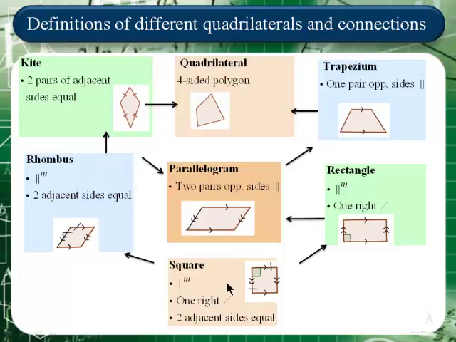Or we can go this route, we can say the square is a rhombus, is a kite, or we can say a square is a rhombus and therefore a parallelogram. Go different routes, but we can go this route too and say a square is a rhombus, it's also a kite, and it's also a quadrilateral. So this is a very important diagram, and you need to understand the definitions and the connections.